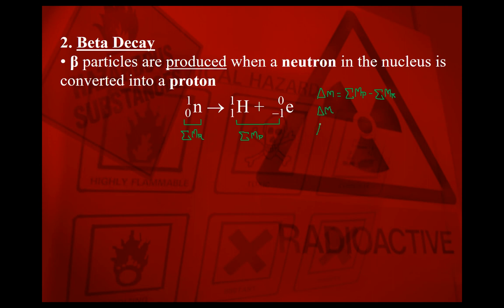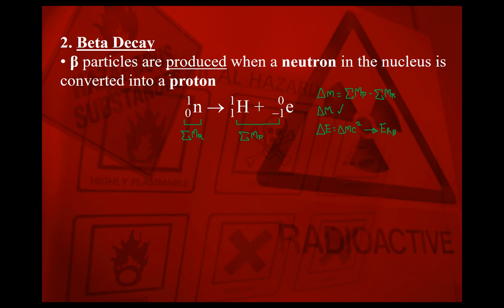Let's convert this into energy. So say we have a mass defect, convert into energy. E is equal to delta M c squared. And then what is this delta E going to correspond to? Well, physicists predicted this should be the kinetic energy of my beta particle. So it should be given completely to the electron.